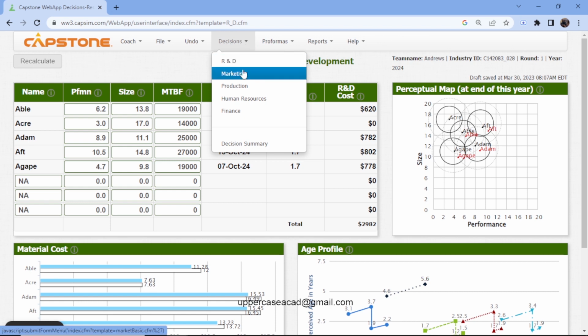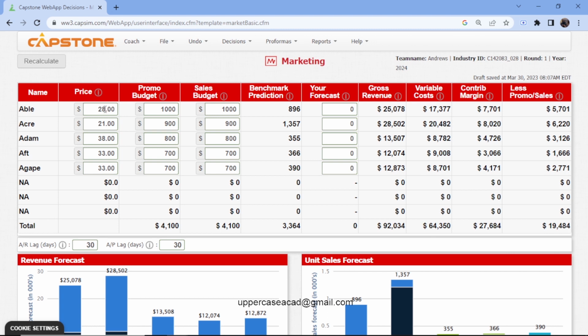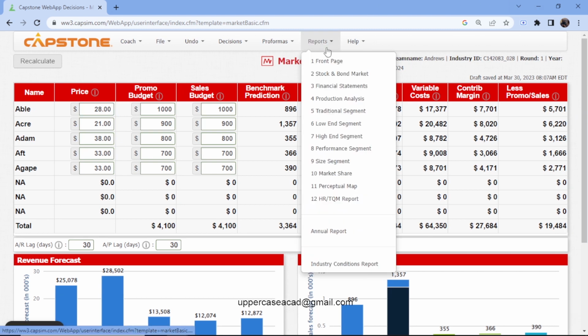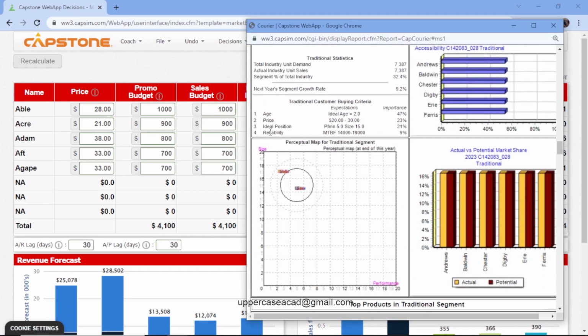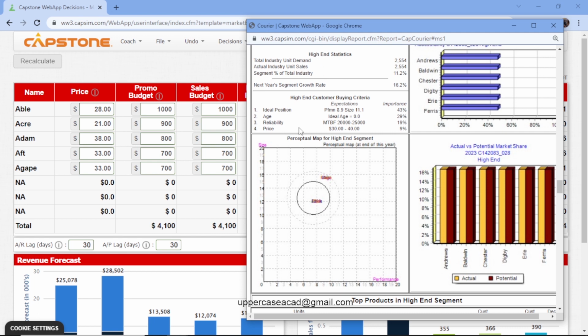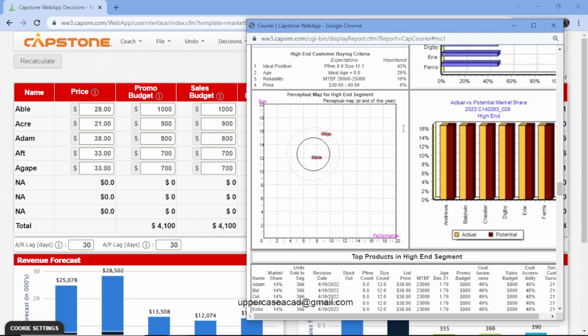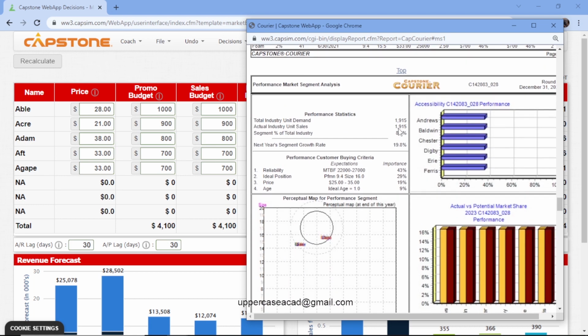So the next step is my marketing. For this marketing, I'll look into my customer buying criteria. So I'll look at my reports. I'll start with the traditional. Here we see that pricing has an importance of 23% in the traditional market segment. Then it's more important in the low-end market segment. In high-end, pricing has an importance of 9. This means that customers here are willing to pay for whatever cost you'll put there.